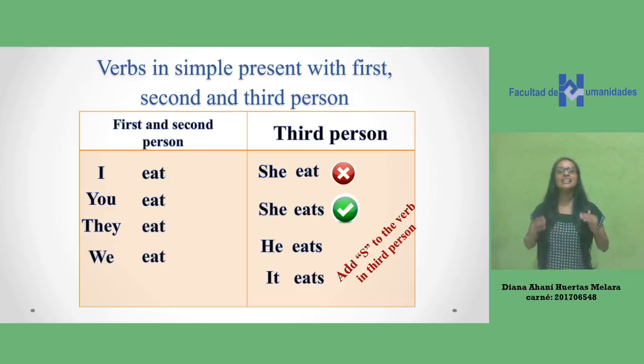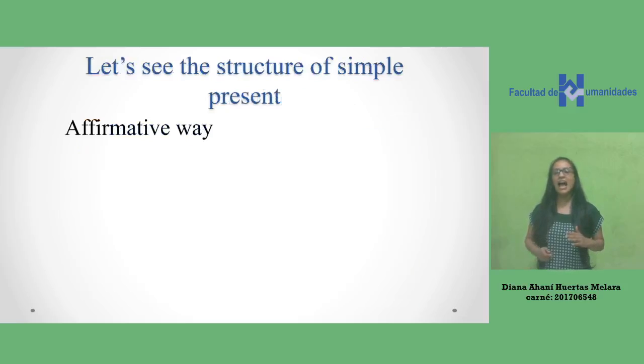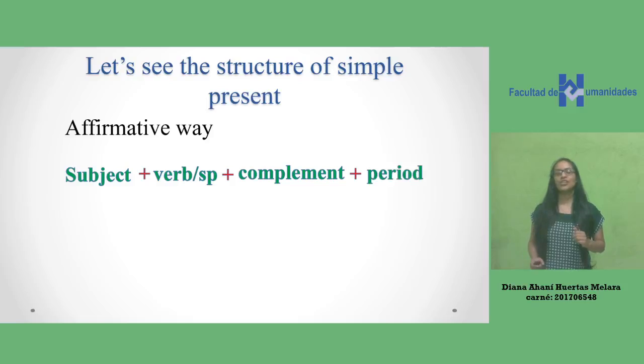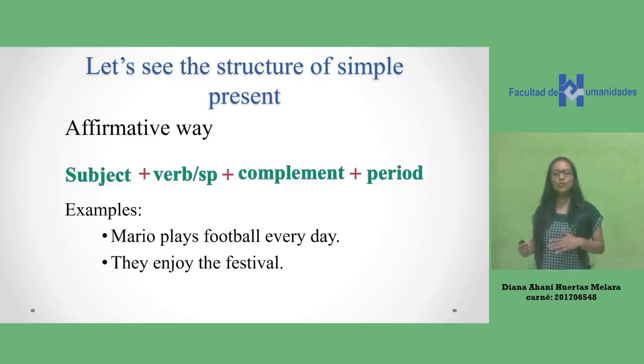Okay, now let's see the structure of simple present in affirmative way. If you want to have a perfect and good sentence in simple present in affirmative way, you need first subject plus verb in simple present plus complement plus period. So listen, period. The sentence must have a period. If you don't write a period at the end of the sentence, it is not correct. Right? Okay. So let's see the example. Mario plays football every day. They enjoy the festival. Right?